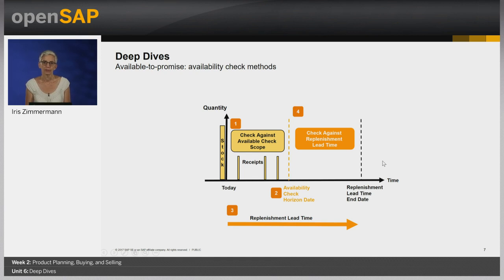A sales order with the requested date between the check horizon and the replenishment lead time is therefore confirmed at the end of the day of the replenishment lead time. If the sales order is checked later again, the confirmed dates and quantities are not changed until the requested date enters the check horizon. Then, if the quantity can still not be confirmed, the quantity is confirmed at the check horizon.